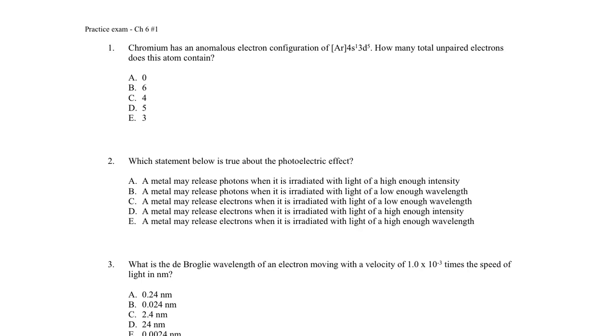These are the solutions to practice quiz 6. Chromium has an anomalous configuration of argon 4s1, 3d5. How many total unpaired electrons does this atom contain? We did this problem in lecture. So just 1 in the 4s, all 5 unpaired in the 3d. So that gives us a total of 6 unpaired.